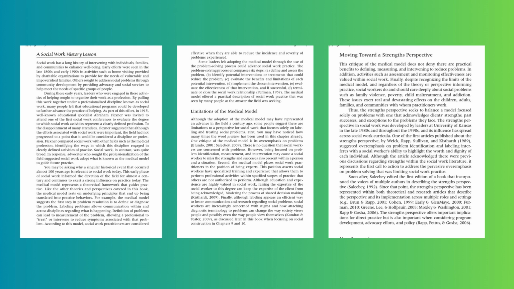During these early years, leaders who were engaged in these activities of helping sought to organize their work as a profession. By pulling this work together under a professionalized discipline known as social work, many people felt that educational programs could be developed to further advance the practice of helping. As part of this effort, in 1915, well-known educational specialist Abraham Flexner was invited to attend one of the first social work conferences to evaluate the degree to which social work activities represent a clearly defined profession. To the disappointment of many attendees, Flexner suggested that although the efforts associated with social work were important, the field had not progressed to a point that it could be considered a discipline or profession.